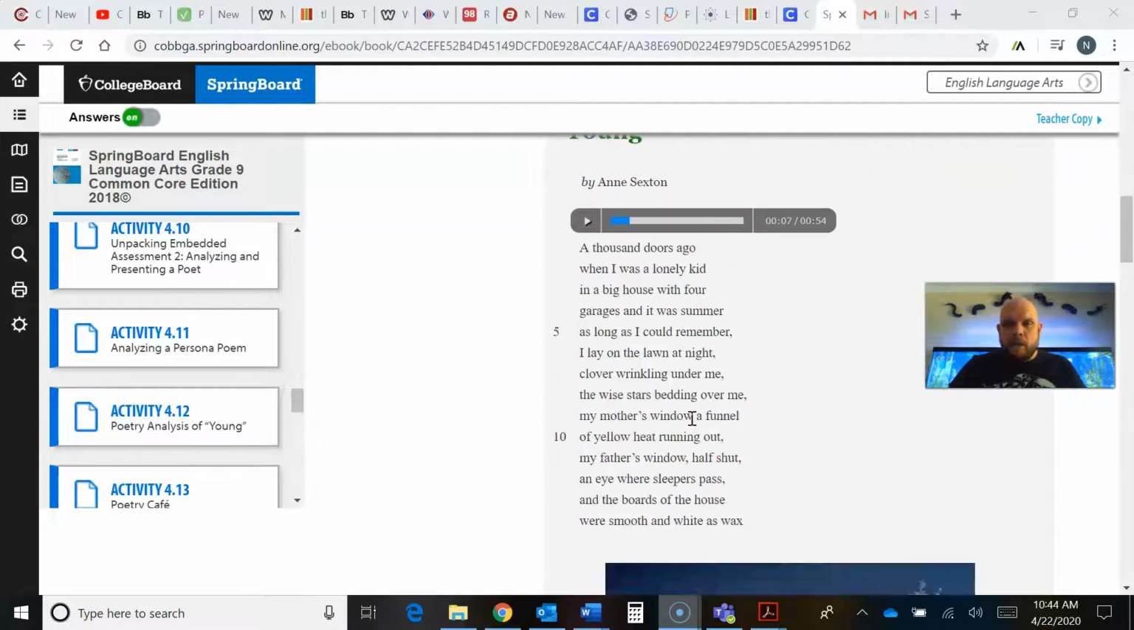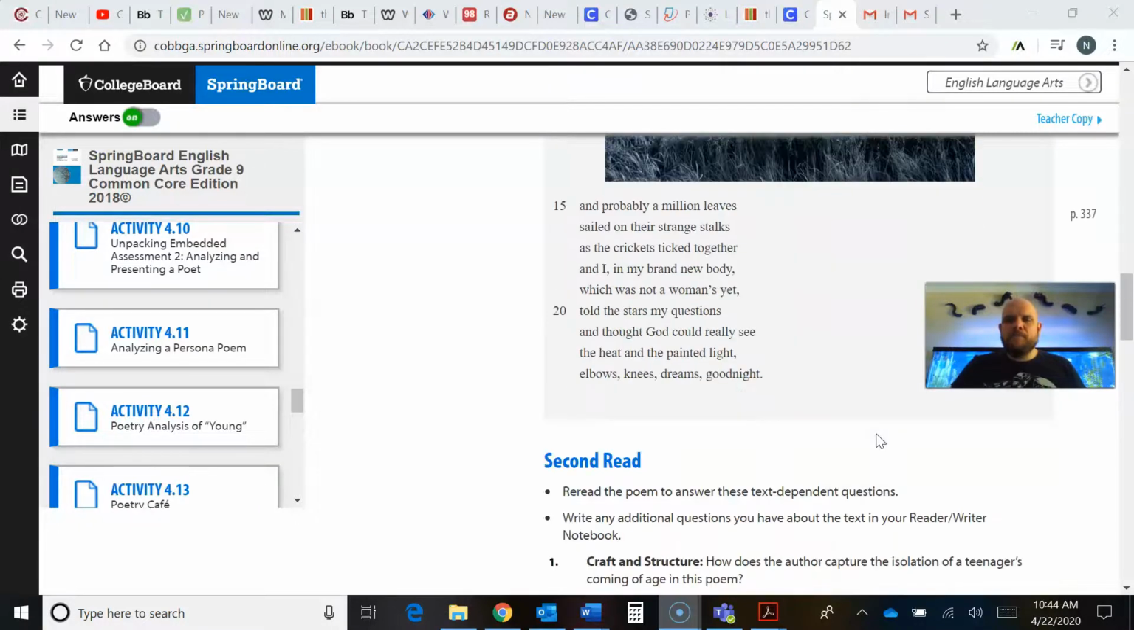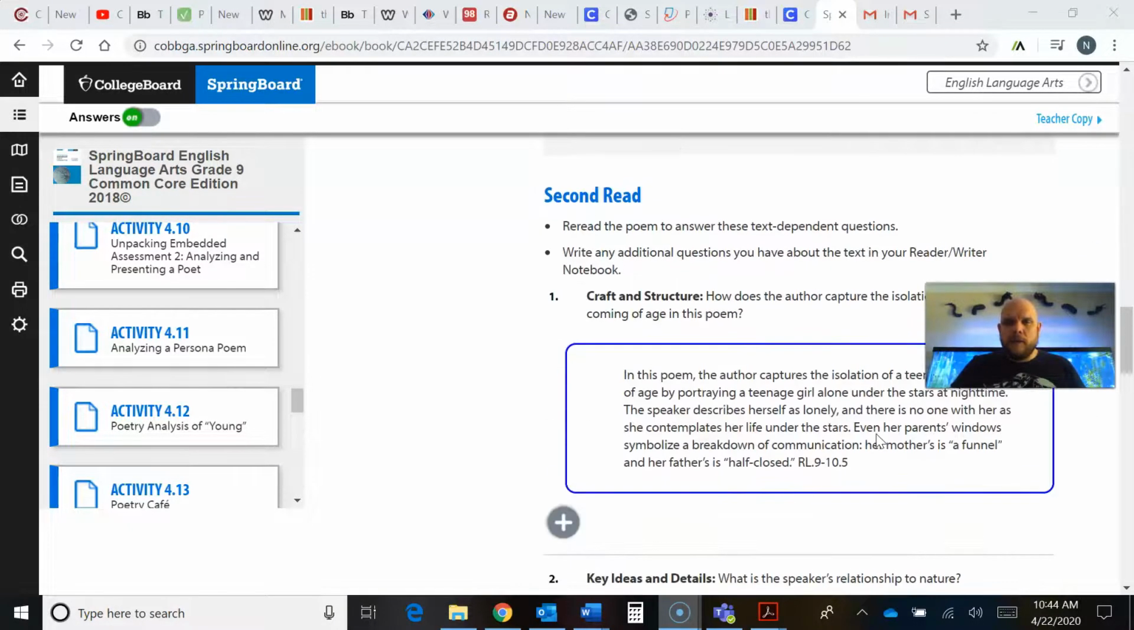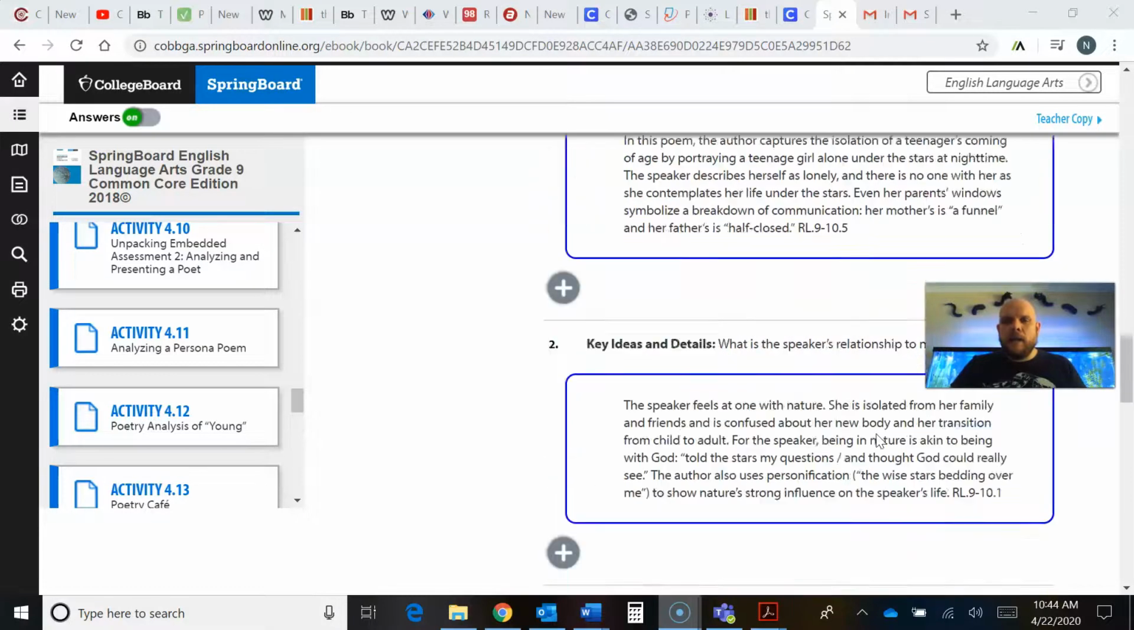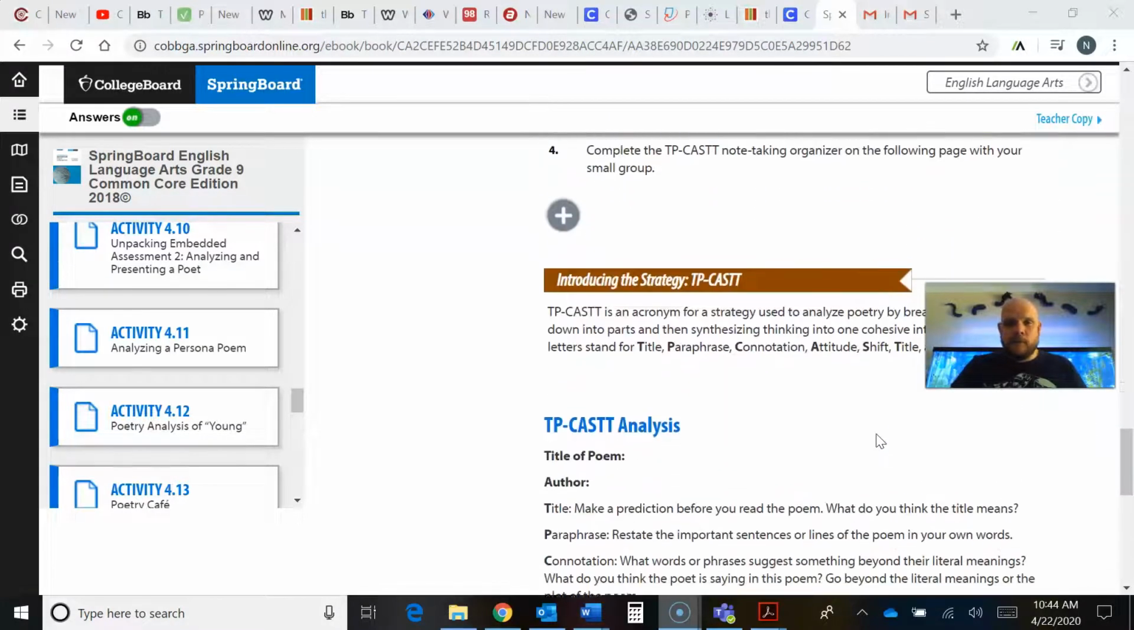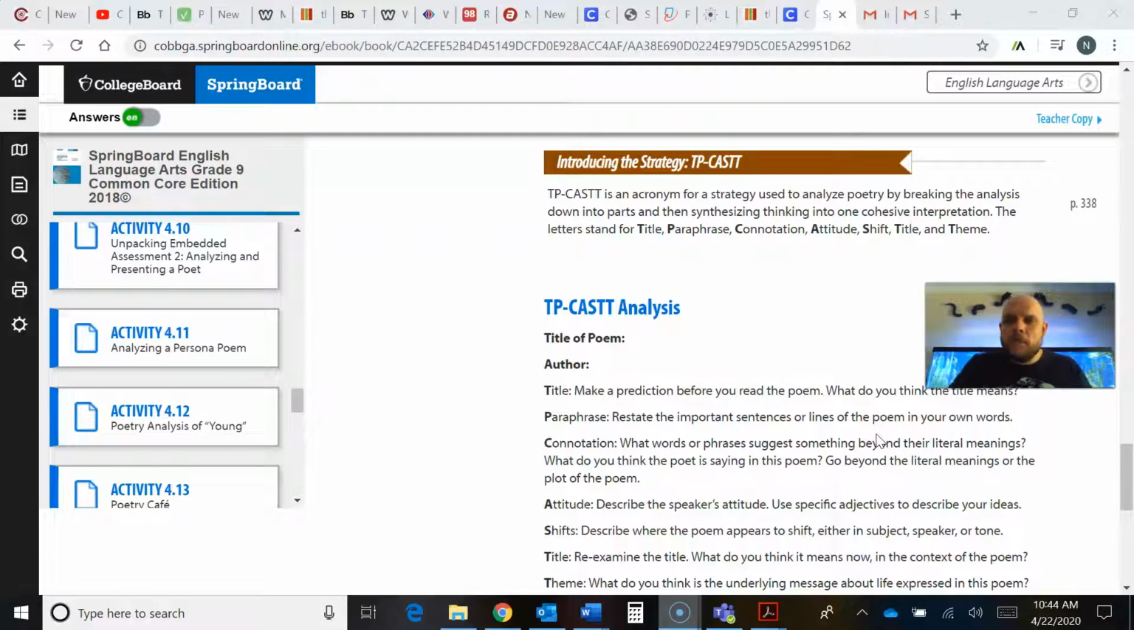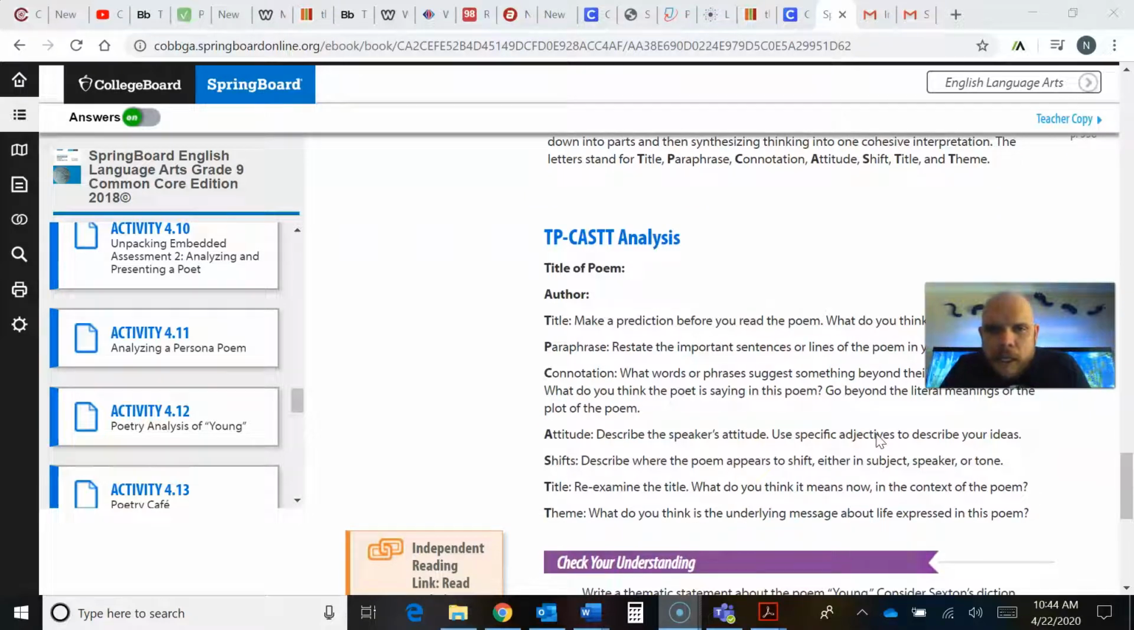It actually has a woman read it to you if you'd like. You can press that, and she'll read it to you. It has a better picture than the one that's in the book. And you answer these questions. I already have the answers there because it's the teacher's edition. So if you're a good pauser, you could have grabbed those. Anyway, so here is TP-Castt.